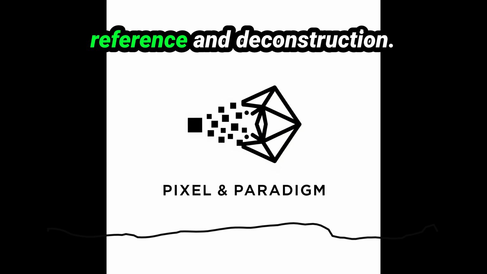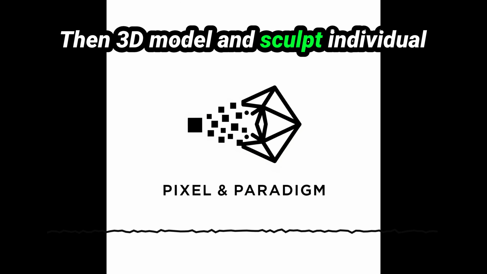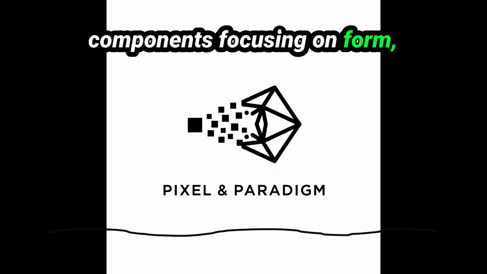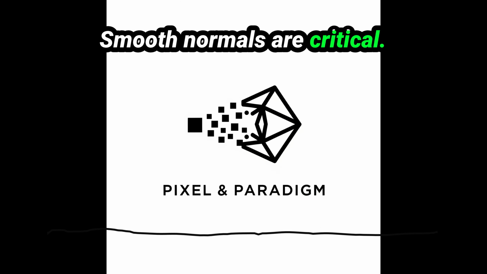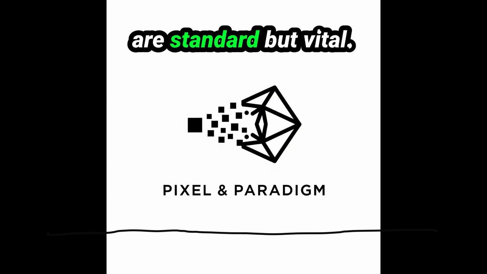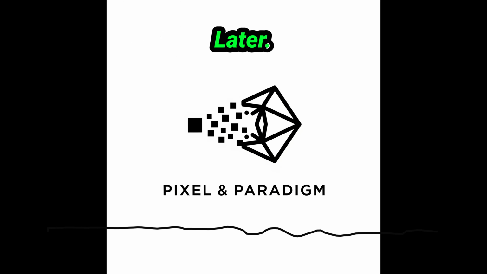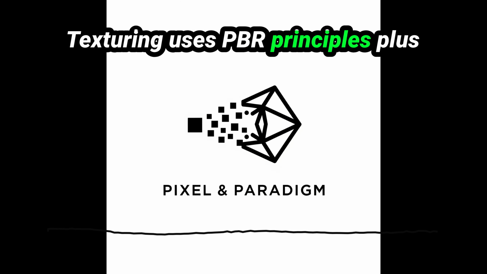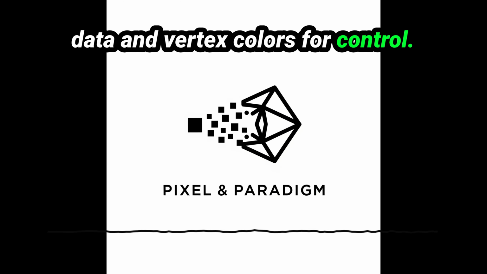Right, fantastic. Let's quickly recap this entire comprehensive asset workflow one more time, hitting the key flashcard points. It starts with thorough reference and deconstruction, understand your plant. Then, 3D model and sculpt individual components focusing on form, thickness, and detailed organic surfaces. Smooth normals are critical. Conditional retopology depending on needs, but Nanite is tolerant. UVs and texture baking are standard but vital. Make sure to bake ID maps as they are incredibly useful for texturing later. Texturing uses PBR principles plus foliage-specific maps, leveraging baked data and vertex colors for control.